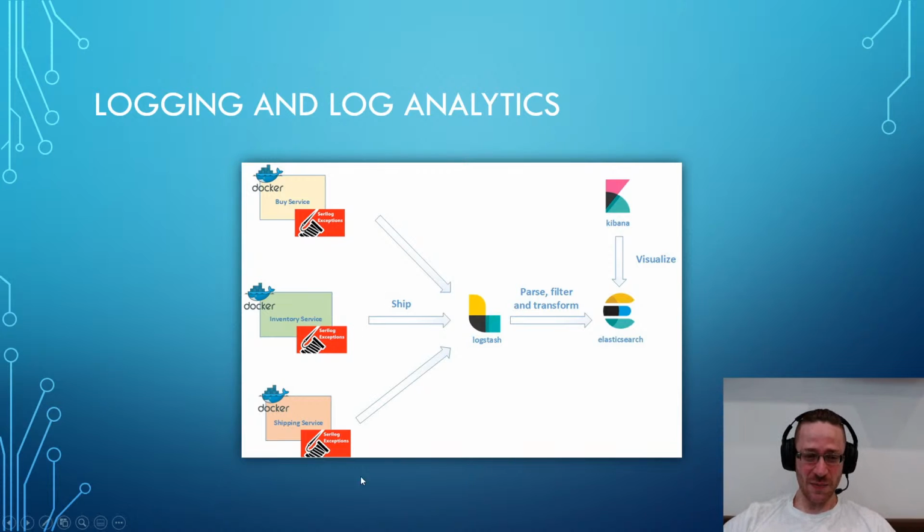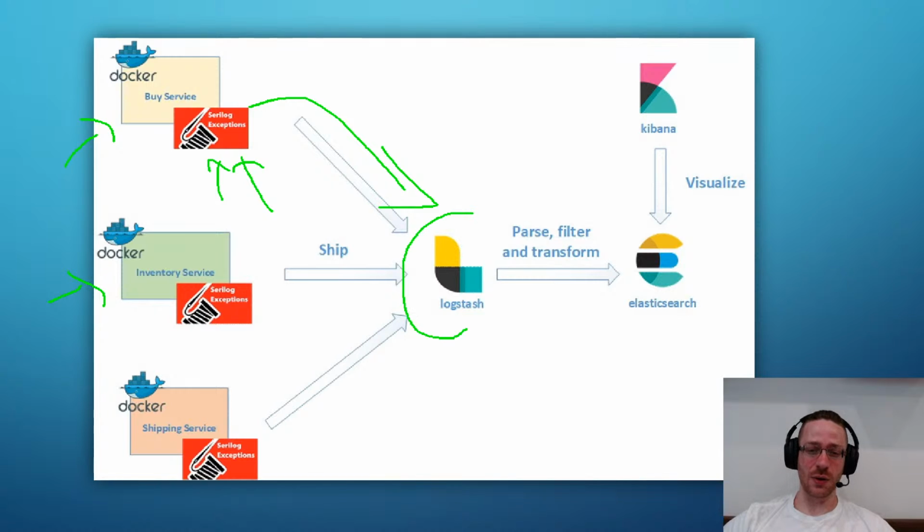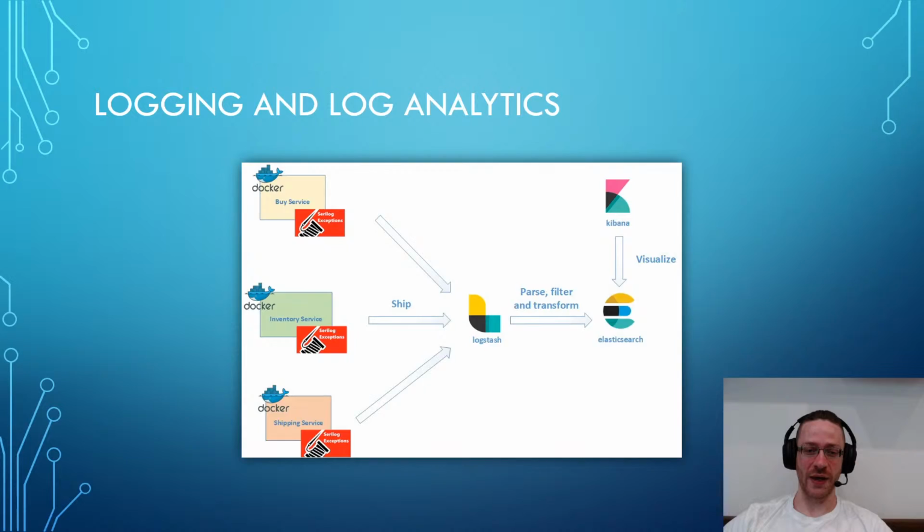So this is the typical diagram we need to use. I already showed that, but usually you have multiple services. We have Serilog exceptions. Serilog sends all of these to Logstash. Logstash parses the different messages the way we specify it, transforms them, and stores them into Elasticsearch. Then we use Kibana to visualize all of that.